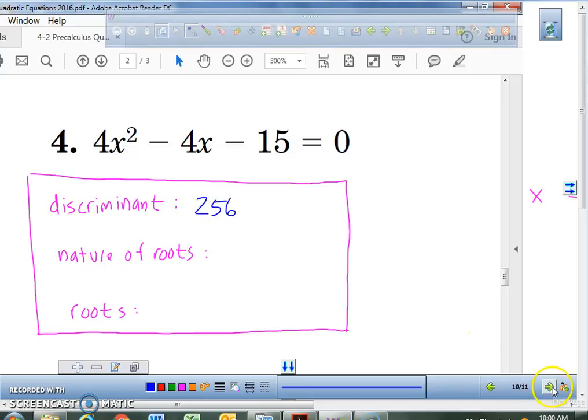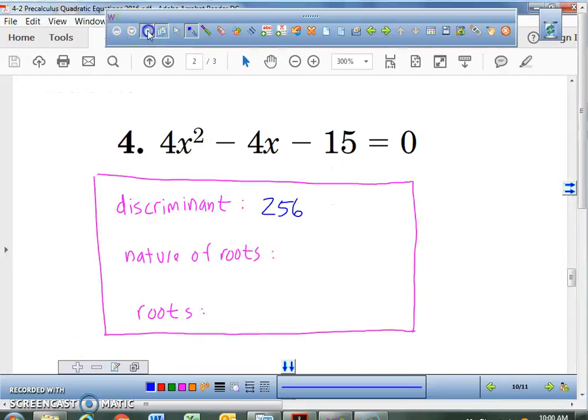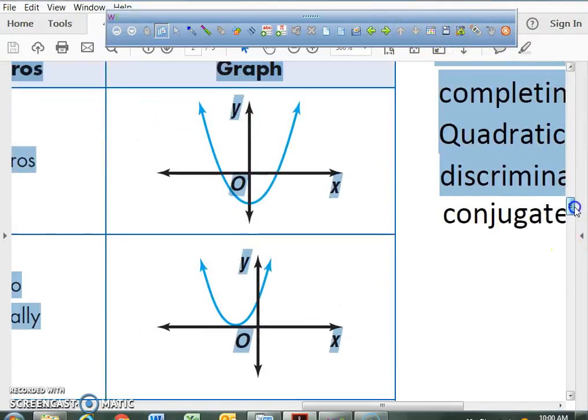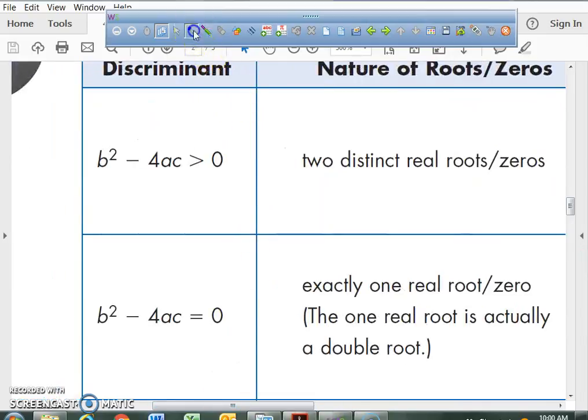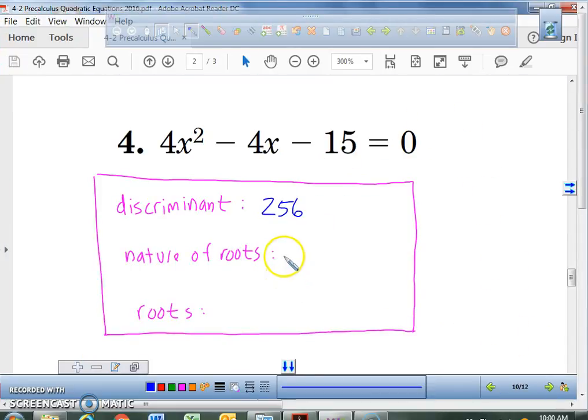Now, that gives me important information. This is a positive number. It's greater than 0. So what do we know about our discriminant? Right here, our discriminant was 256, which is technically greater than 0. So that means we have 2 real roots, which means right here, nature of the roots, you would write 2 real. That's what you're going to write down.